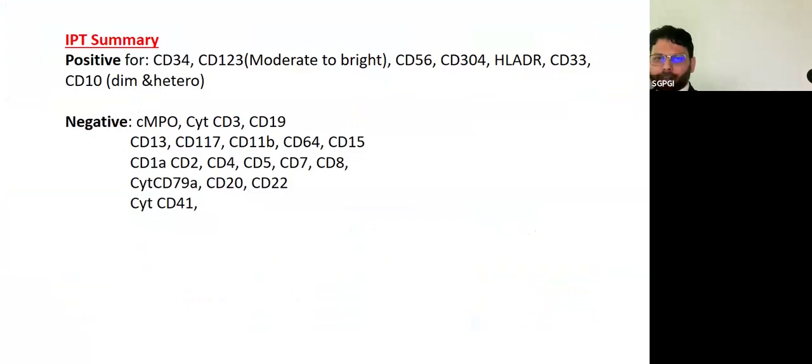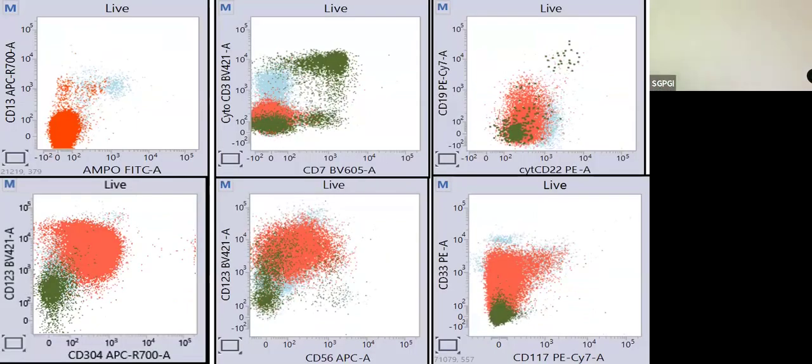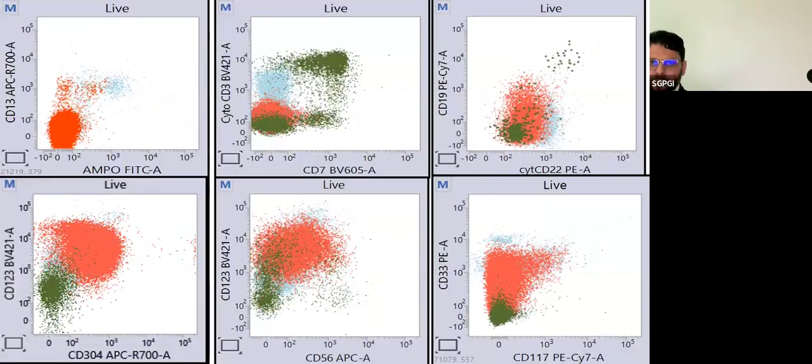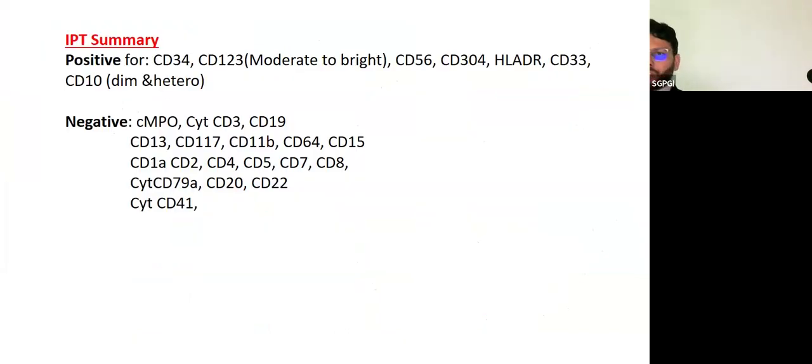So this is just a representative case similar to the previous one. Blast cell flying away, 34 positive. This is 10 positive, HLA-DR, 123. Fine. And then negative for MPO, negative for cyto CD3, negative for everything. But it's nicely positive for CD123, 56 is very dim. It's also positive for, I think, where is the flow plot? So anyway, negative for everything.